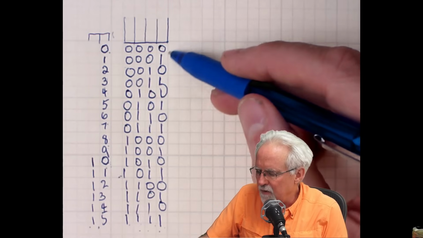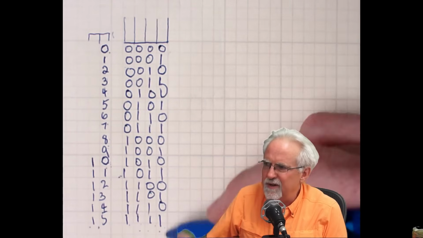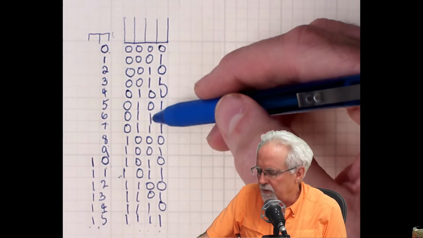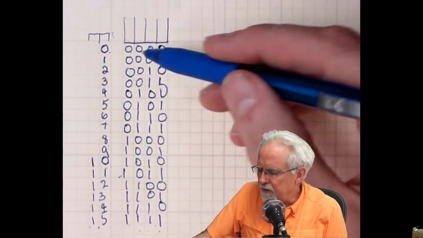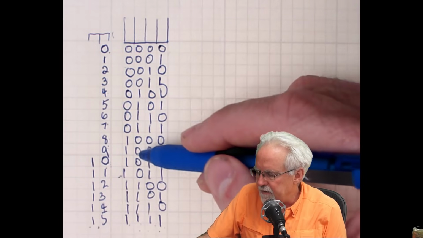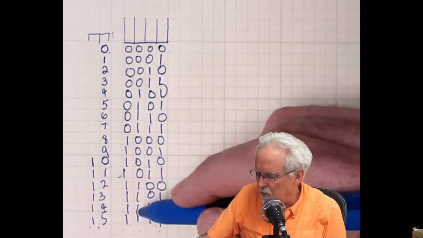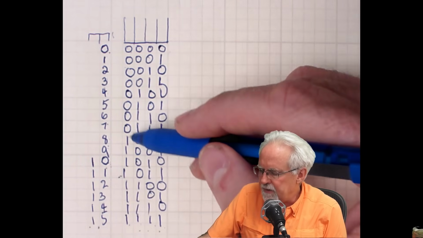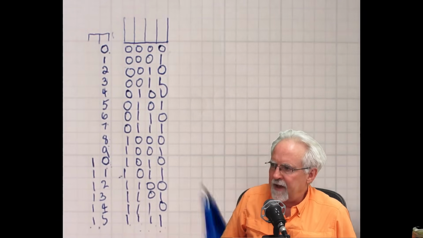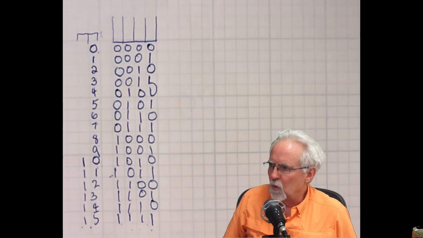There's a pattern, 0, 1, 0, 1, 0, 1, 0, 1, because you're adding 1. And then you go 0, 0, 1, 1, 0, 0, 1, 1, 0, 0, 1, 1. Then you go 0, 0, 0, 0, 1, 1, 1, 1, 0, 0, 0, 0, 1, 1, 1, 1. And then 8 zeros and then 8 ones. So you see, there's a pattern of how these binary numbers work.